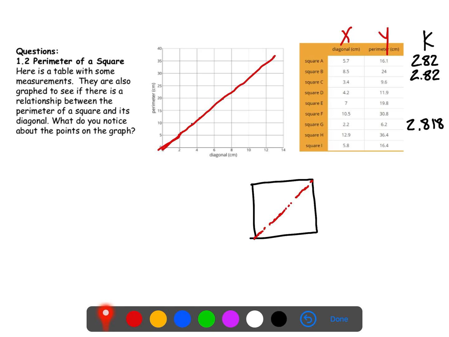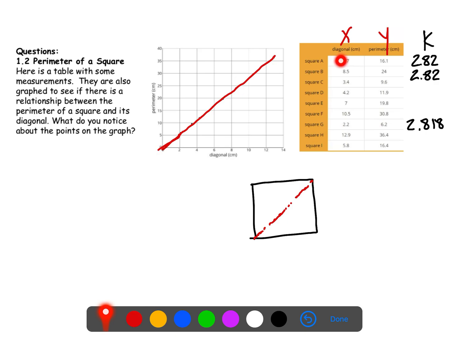2.818. And that actually continues as well. If we rounded to the hundredths place, this 81 hundredths would round up to 82 hundredths. So it would be the same, but there's minor differences between all of these k values, even though they're about the same, and even though they appear to form a straight line here on the graph. Now, because this was measured, I think we can say it is a proportional relationship.